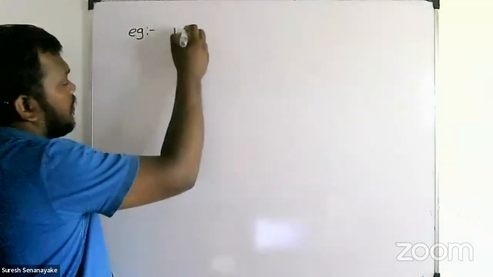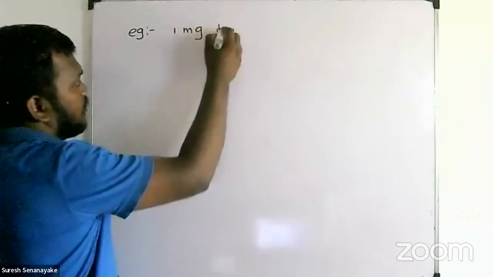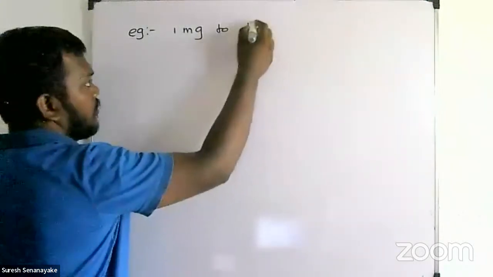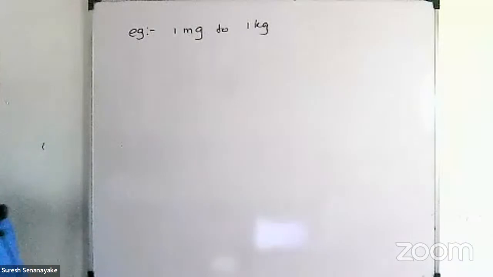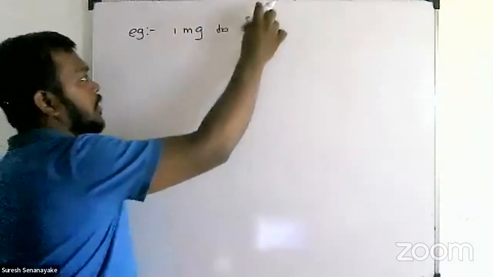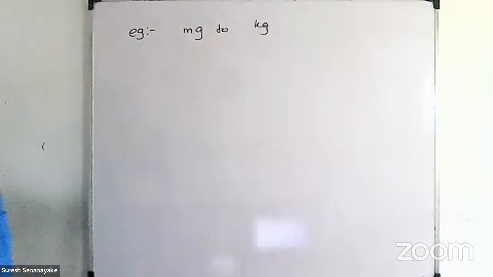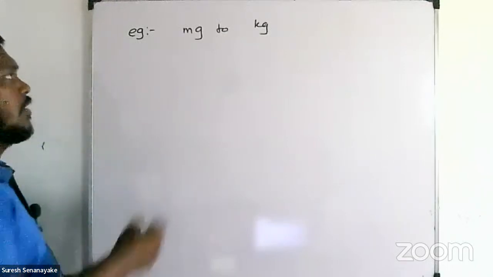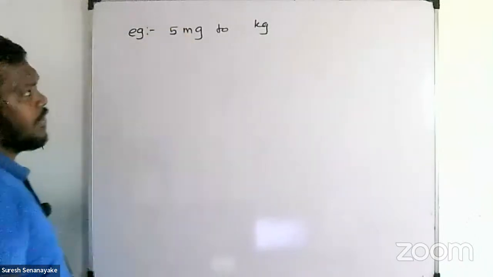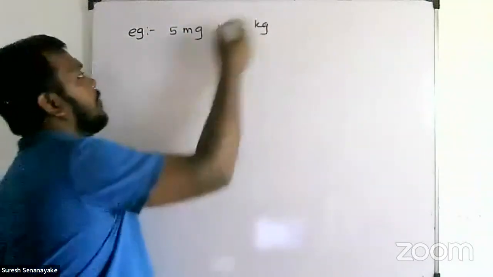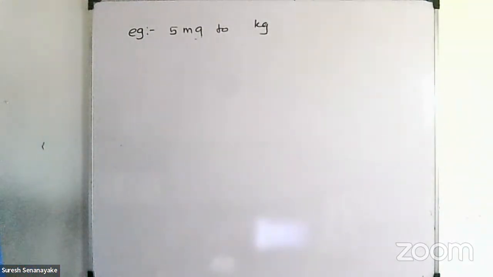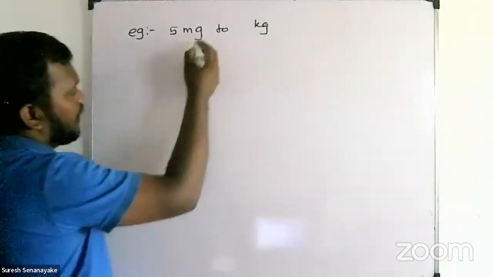Then, 1 milligram to kilogram. Actually, not 1, it's milligrams to kilograms. You can write it as 5 milligrams to kilograms. How many kilograms are there in 5 milligrams? That's a conversion. As an example, I will show how you can do this.